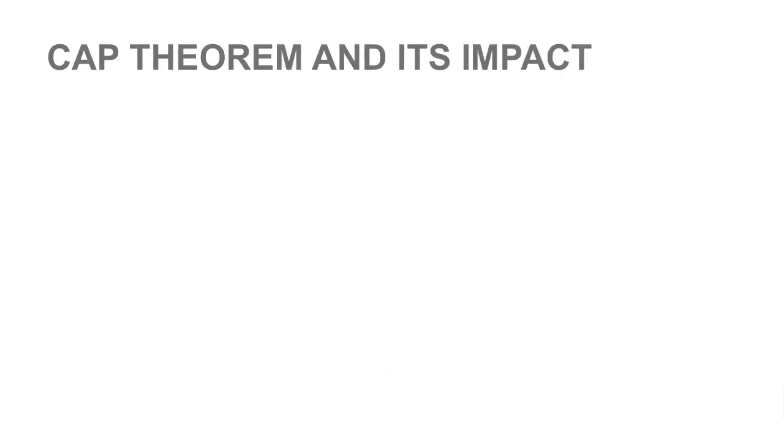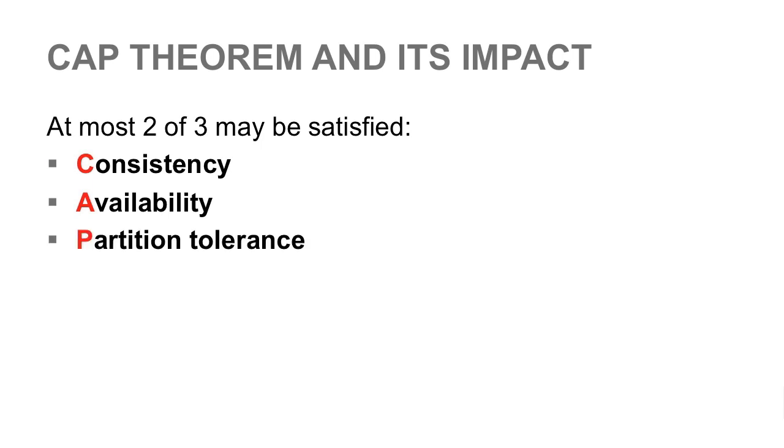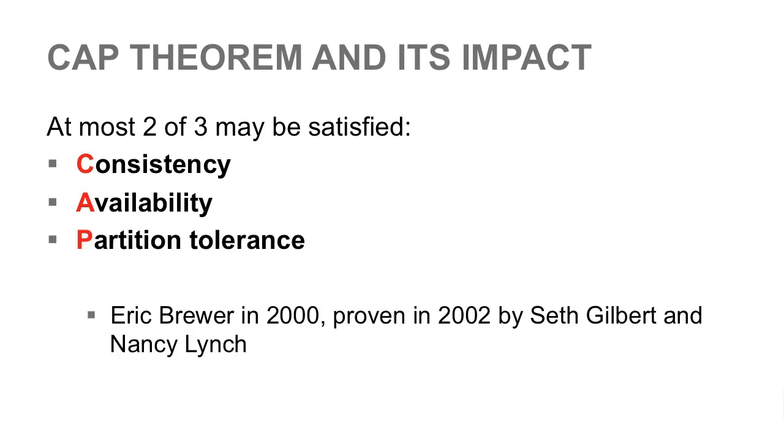As we mentioned, many of these systems are running in a distributed environment, and there is something called the CAP theorem that describes the behavior of such systems. The CAP theorem is saying that at most 2 of the following 3 may be satisfied, and those are consistency, availability, and partition tolerance. This theorem was established in 2000 and proven in 2002. And think about our conventional systems.